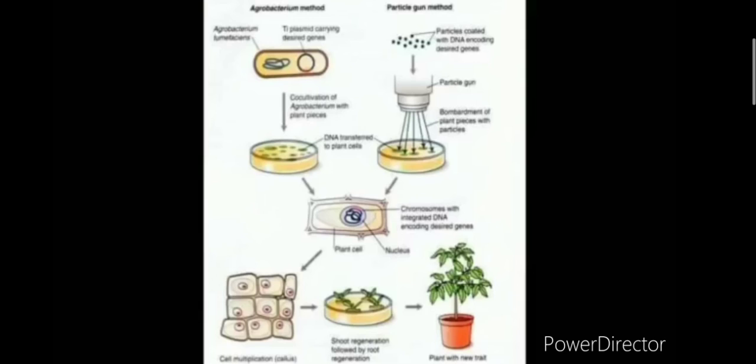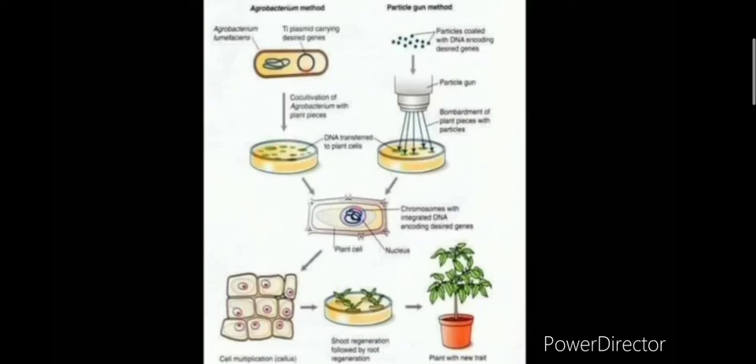First, Agrobacterium tumefaciens will be cultivated with plant pieces. Agrobacterium tumefaciens is a soil bacterium that has the ability to infect plant cells and transfer a defined sequence of its DNA. It contains a Ti plasmid that is carrying desired genes. When Agrobacterium and plant pieces are put in the same place, that is the time when DNA coming from Agrobacterium will be transferred to the plant cells.